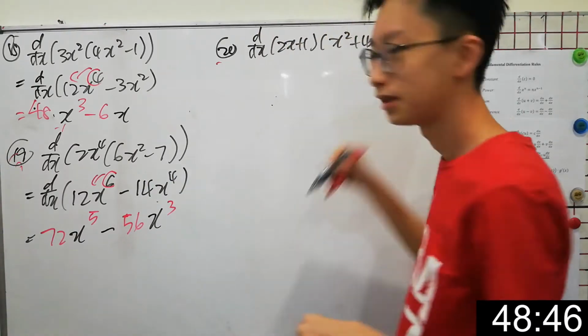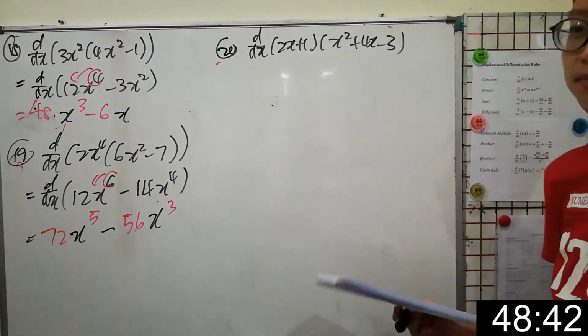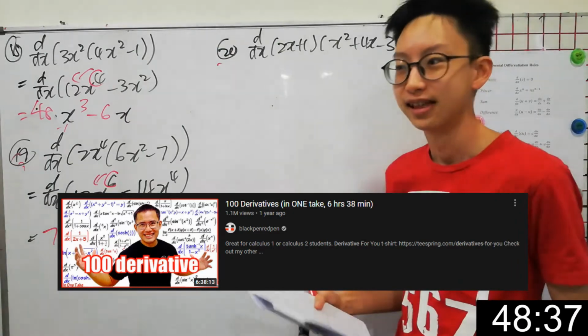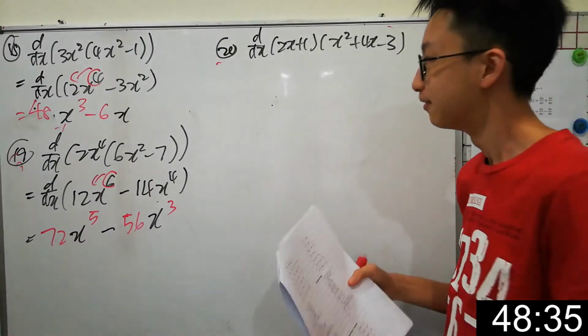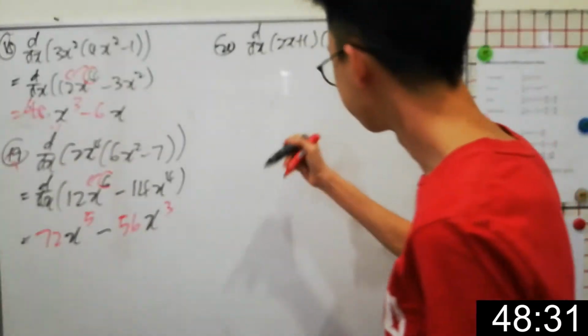Actually, at first I wanted to do a 101 derivative challenge like Blackpenredpen, but at the end I decided to do the countdown. I think it's much more fun at the end of the year, right? Okay, anyway, we'll use the product rule.